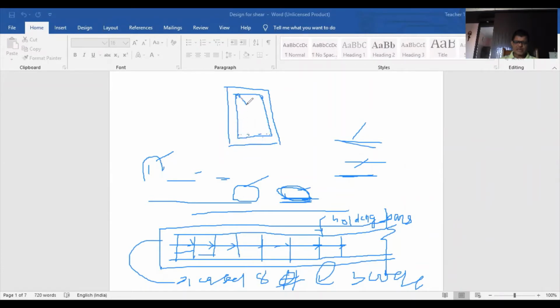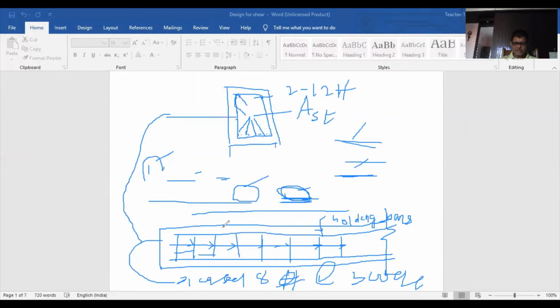It will have a 135 degree hook here, and you will get a 135 degree hook there. So this is your 2-leg stirrup, the same thing. This is your B. This is your AST, the main bars, the area of steel of the main reinforcement. And these 2 bars you generally provide as 2 numbers of 12 mm as the holding bars, and the stirrup goes around this periphery.